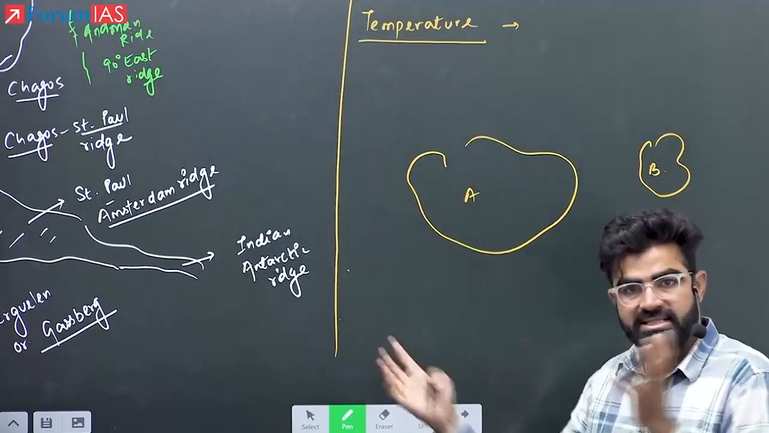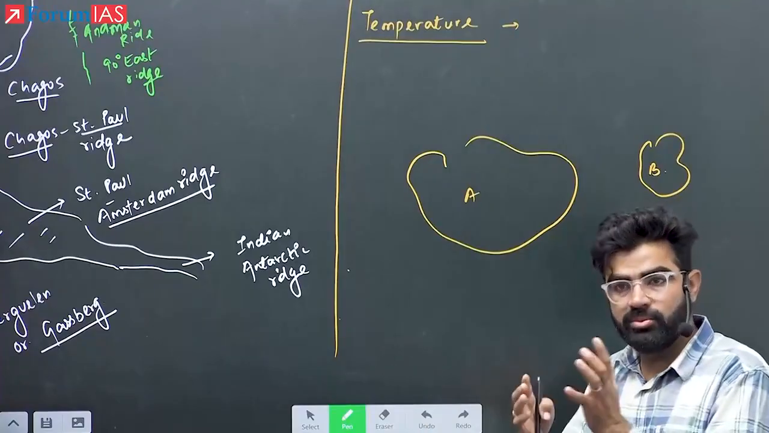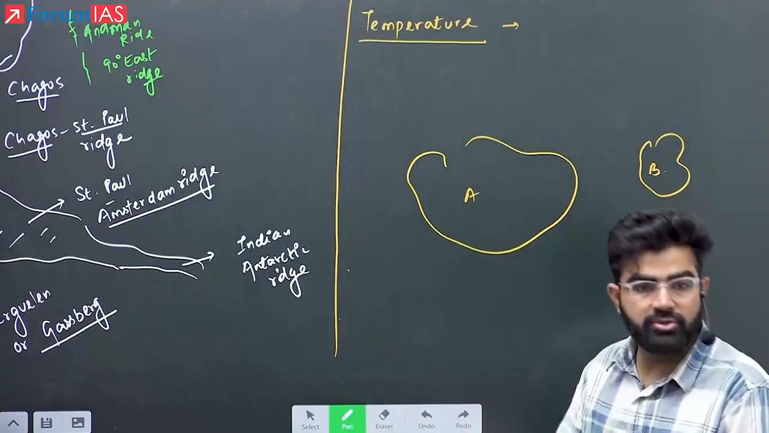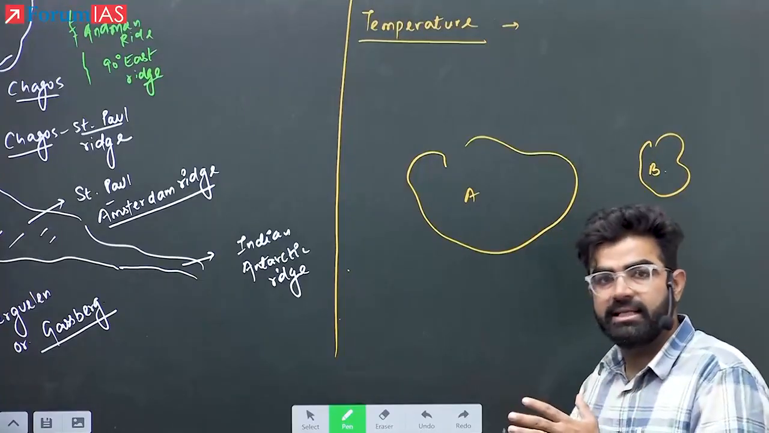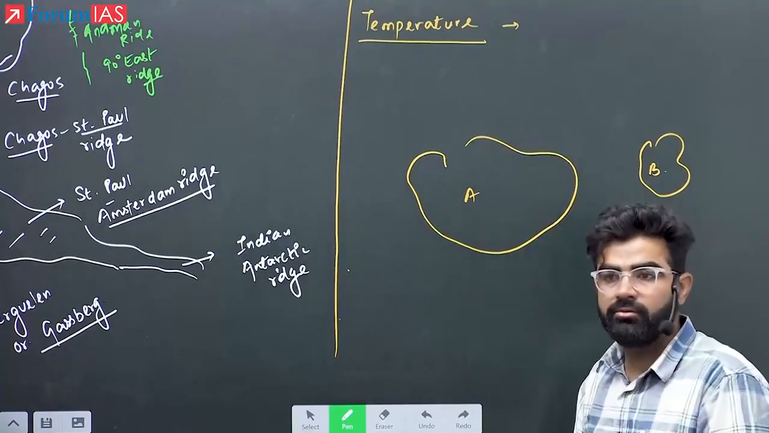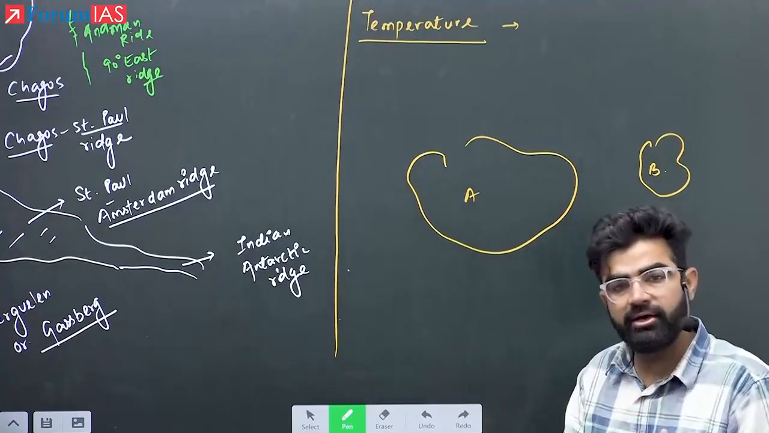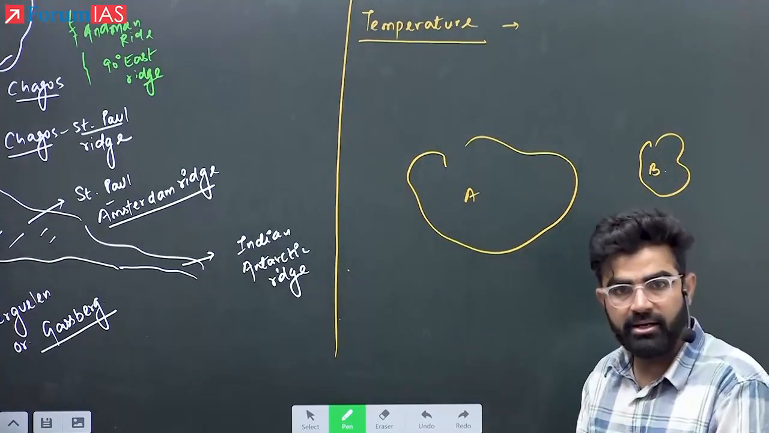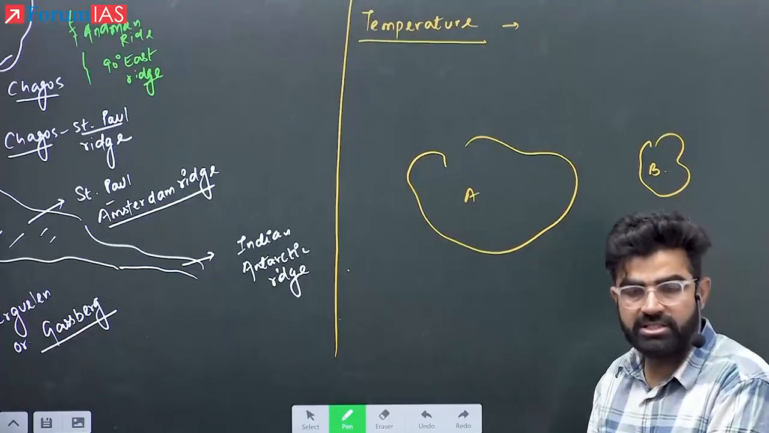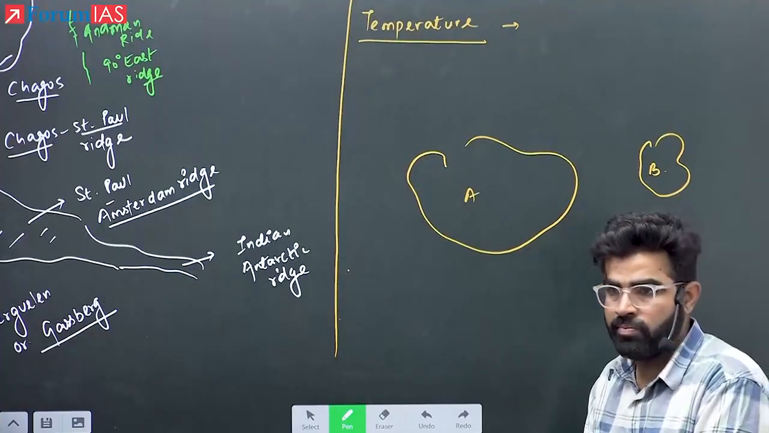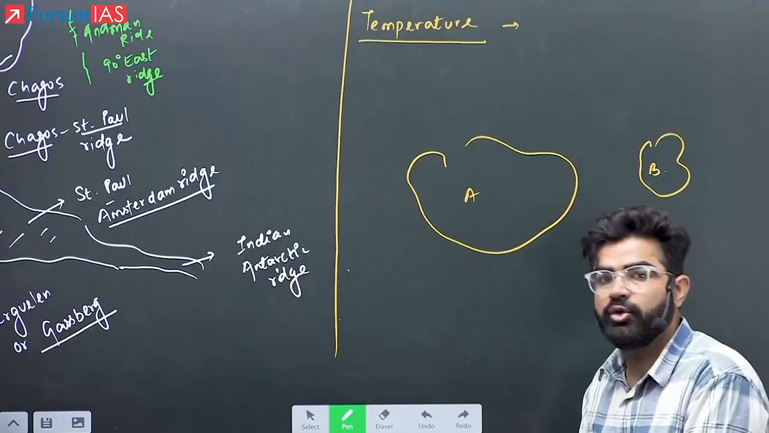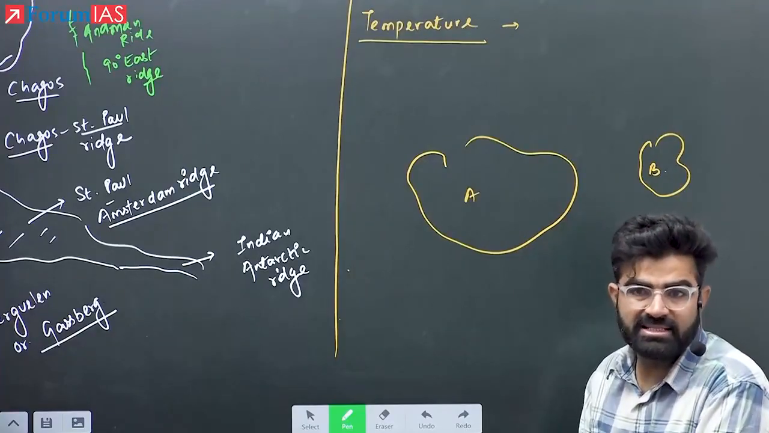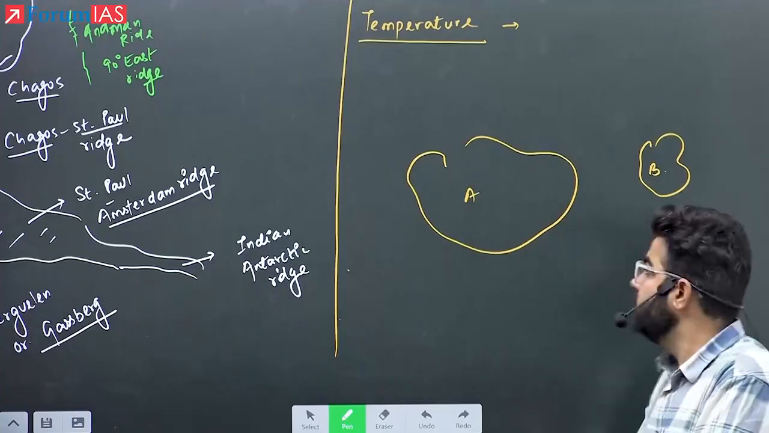Because it is water, it will take time to become warmer and it will also take time to become cooler. So remember, a voluminous body of water will show you a less range of diurnal temperature. Understood? So out of all the oceans, which is the largest one? Pacific or Atlantic? Pacific. So where would the diurnal range of temperature be less? It would be the Pacific, right?